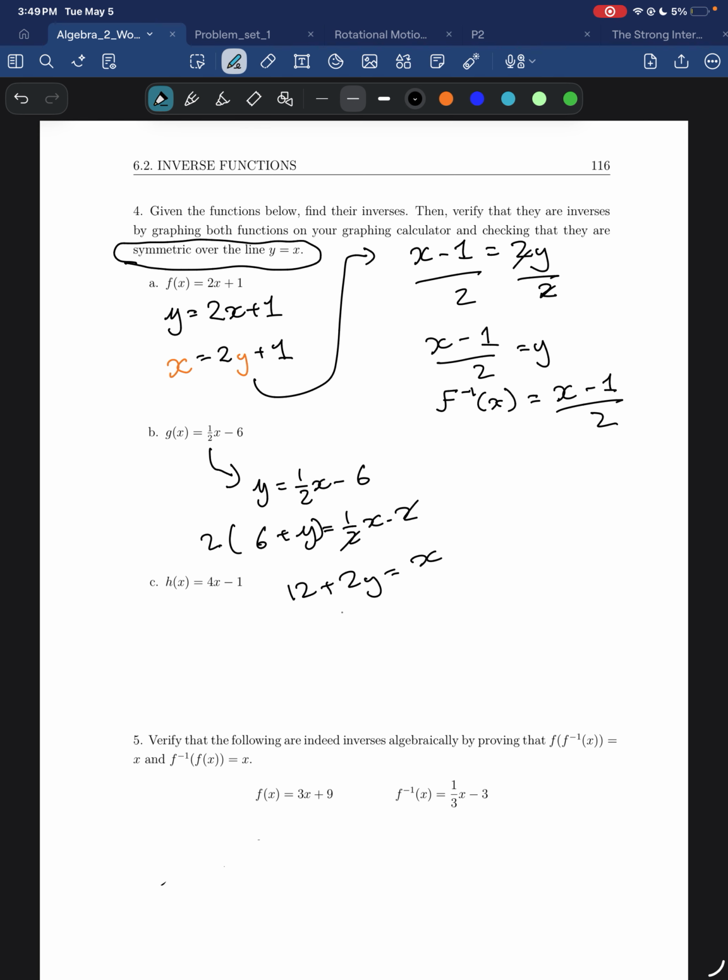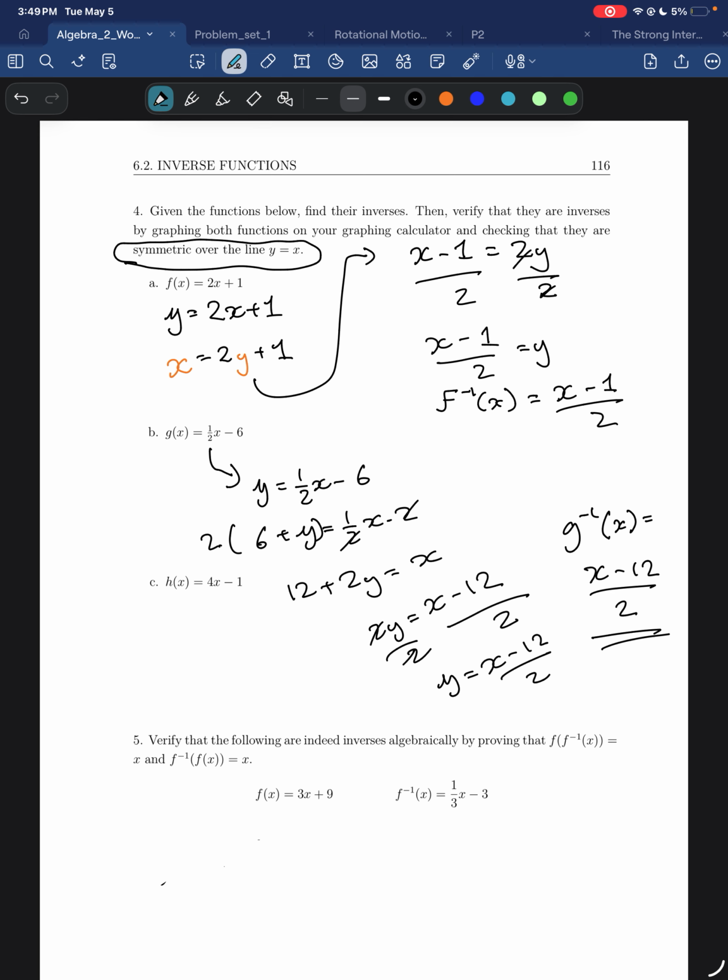And now I need to solve for y. So I take my 12 across. It's going to be 2y equals x minus 12, over 2 over 2. Cancel that out. y is equal to x minus 12 over 2. And at this stage of the game, you have found the inverse of that function. So g inverse of x is going to be equal to x minus 12 over 2.